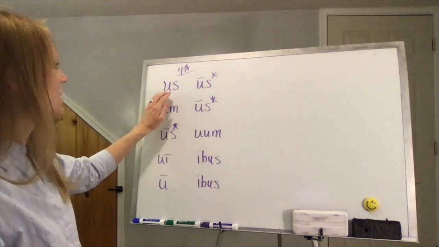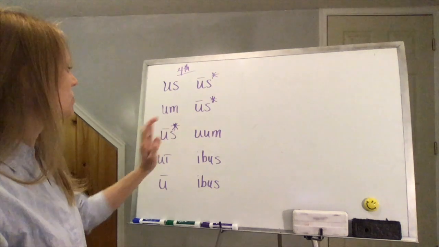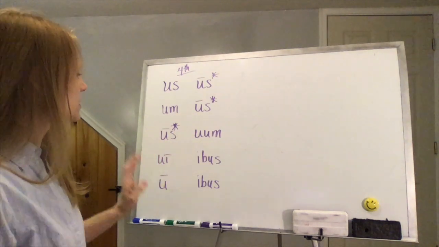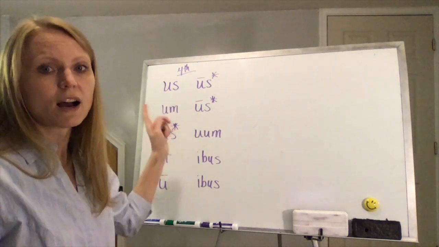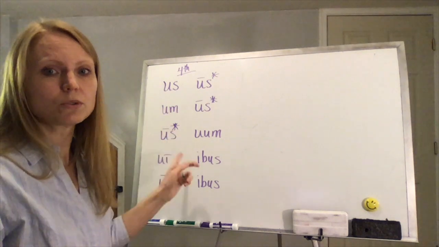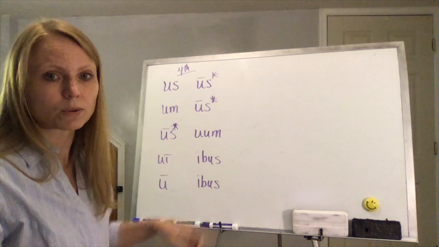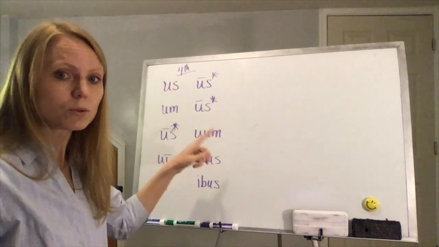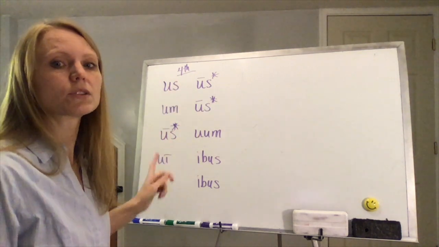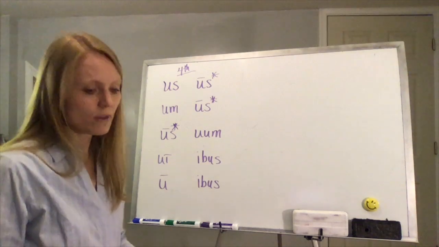Okay, so let's chant it. Us, us, us, us, uum, ui, ibis, ibis. Again, us, us, us, us, uum, ui, ibis, ibis. And try to do it on your own. All right, so these are our fourth declension nouns.